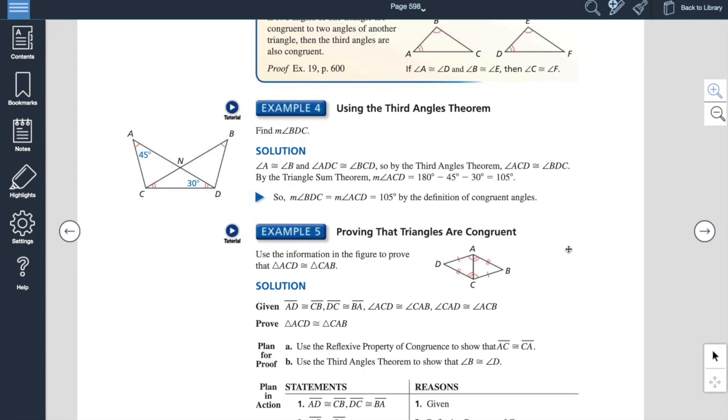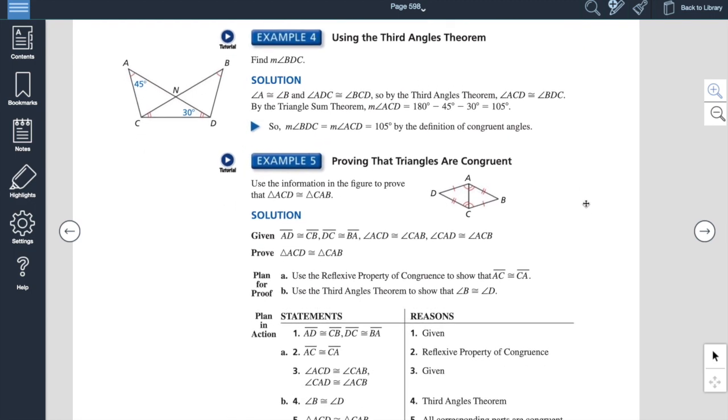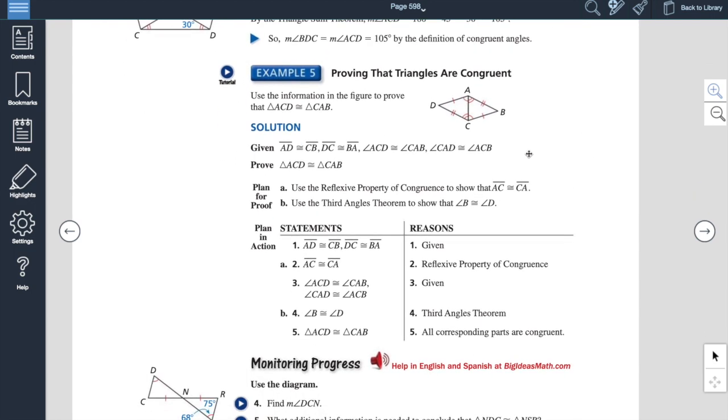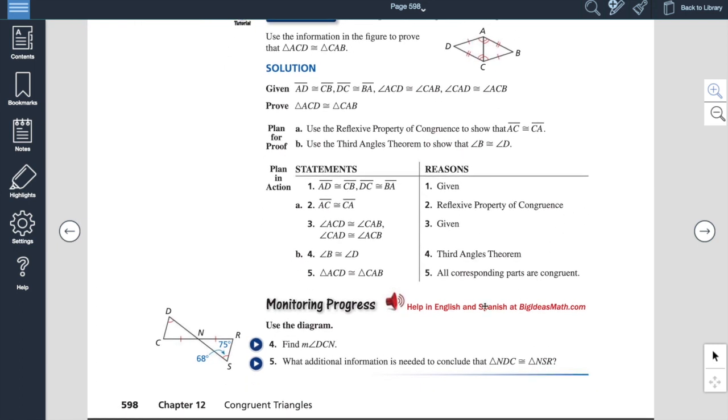They give you a couple examples there, 4 and 5 with that. 5 is kind of a proof of that, but again, check out that tutorial with that one. Same thing with 4 and 5.